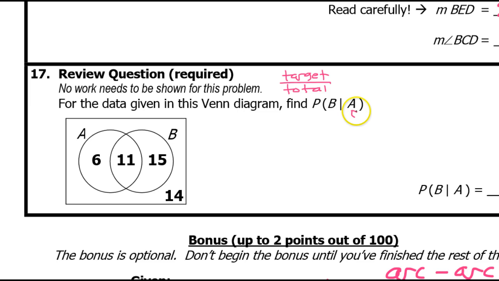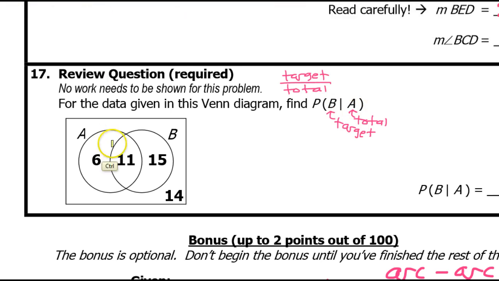Now, when you have one of these given problems, then whatever you're given is the new total. And the first part winds up being the target. So it just fits the target over total perfectly. Even the vertical line almost looks like a fraction. But the confusing part is you sort of need to work backwards. Don't start with B, start with A. Start with the new total. So the total is A.